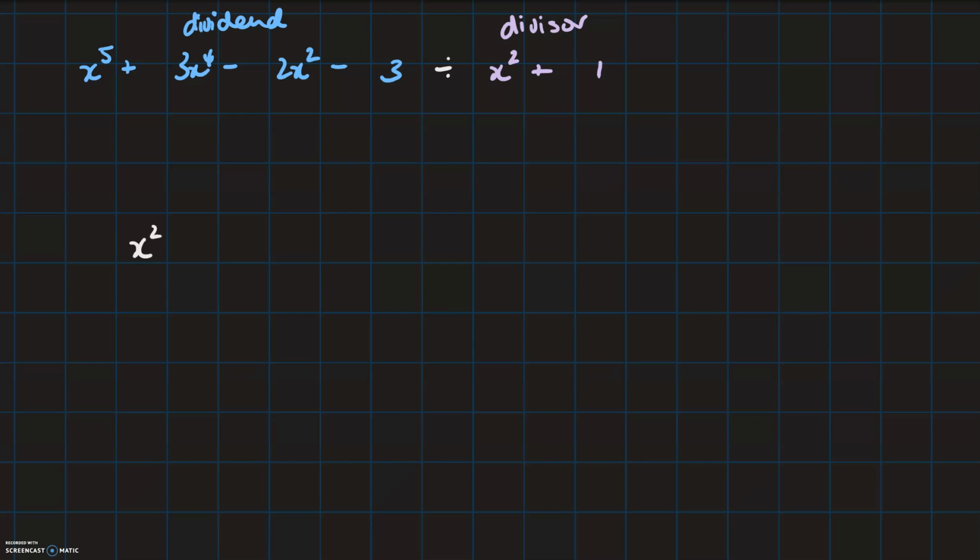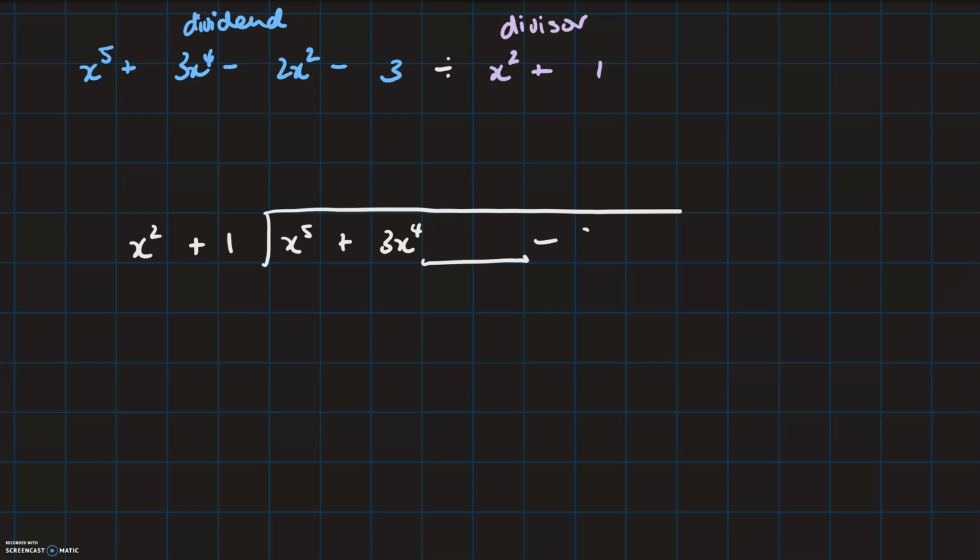So here I'm going to actually write it as x squared plus 1, and I'm dividing into x to the power 5 plus 3x to the power 4. I don't have an x cubed term, I'm going to leave a gap. Minus 2x squared, don't have an x term, I'm going to leave that, minus 3. And so when I end up doing this division, I'm going to draw these down and just leave gaps to show that I've got nothing in those x cubed and x terms. Okay, I'm going to erase that gap. Okay, cool, I've got that.